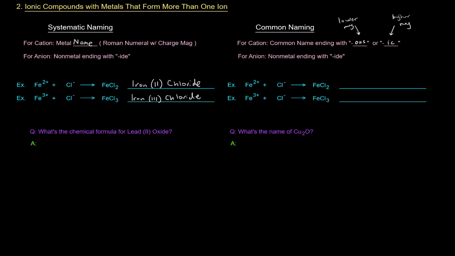Okay, so Fe2 plus is ferrous, right? And then after that, we would just put chloride, right? Fe3 plus is ferric, and then we would just put chloride, right? So FeCl2 is either iron 2 chloride or ferrous chloride. Both of those names are correct. And FeCl3 is iron 3 chloride or ferric chloride.